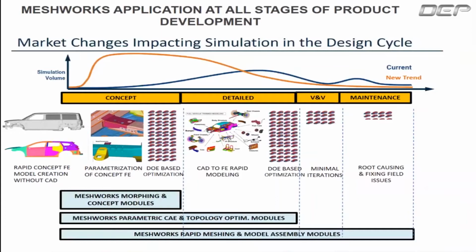Our morphing and concept modules and our ConceptWorks tools will be the key enablers in the conceptual stage. Parameterization and optimization modules will help in the detail stage, and throughout the product development cycle, you can have MeshWorks actively participating to reduce the overall time frame.